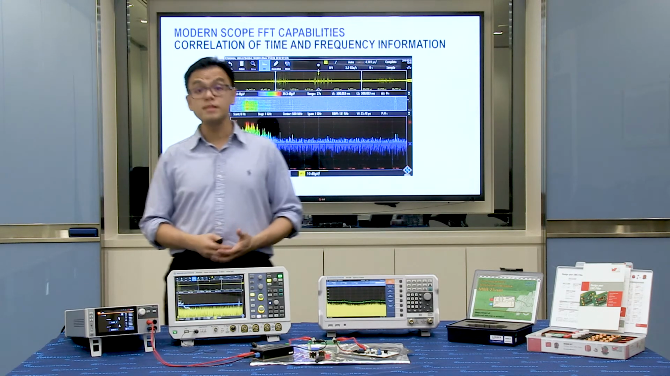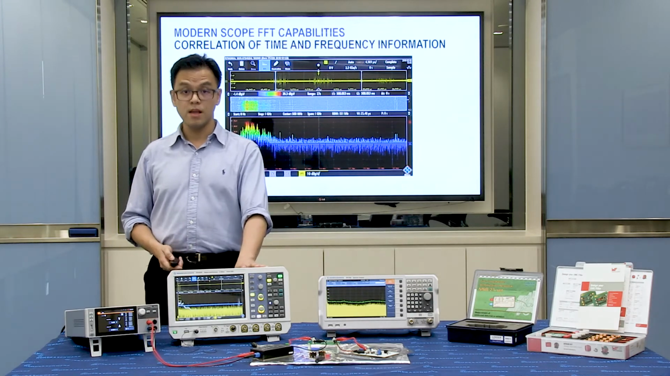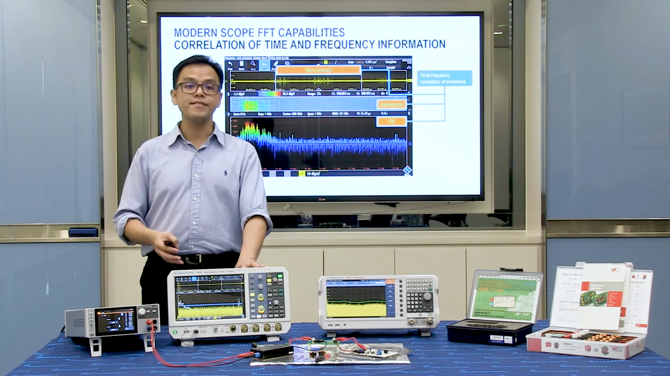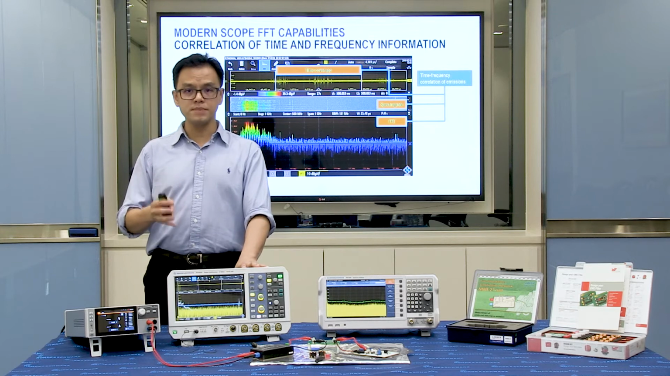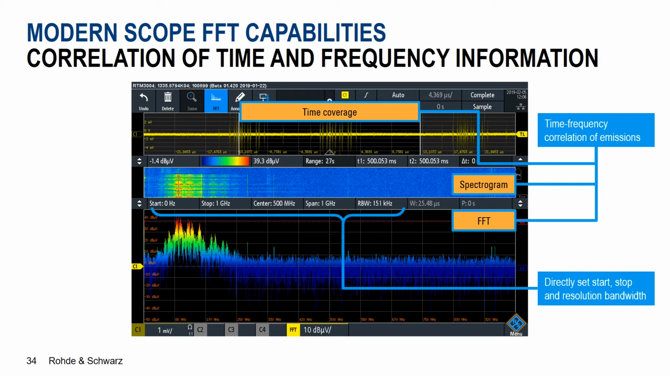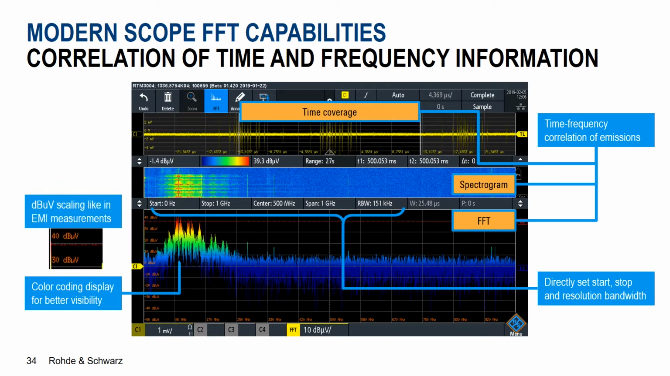Here's a spectral measurement done on the RTM3000. On the top of the screen is a time domain waveform where we can see the trigger and the noise chirp. At the bottom is the current FFT result, and the spectrogram in the middle records all the previous spectral magnitudes. A simple-to-use start, stop and RBW setting makes configuring the FFT easier. A color code helps to indicate spectral magnitude, and a dBμV scaling is similar to EMI measurement. And lastly, the waterfall spectrogram shows previous emissions that are recorded.